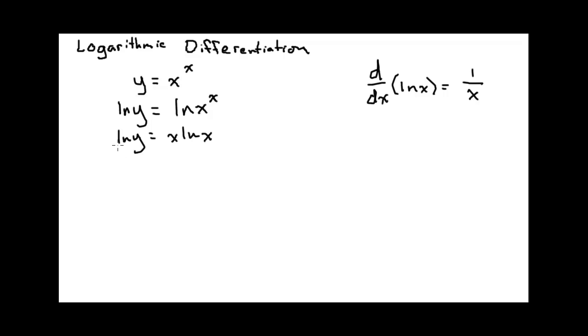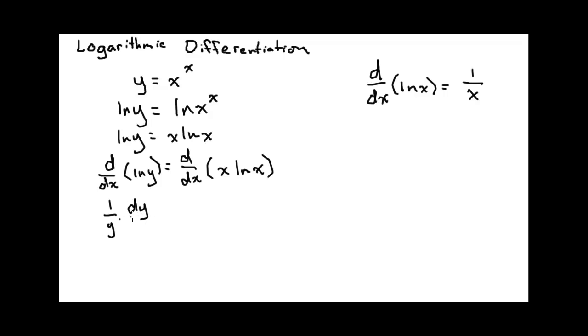Okay, so now we've dealt with that issue. Now if we look at this, we can take the derivative of both sides, because we know how to do the derivative of all this stuff. So d by dx on both sides. So what's the derivative of ln y with respect to x? Just 1 over y dy dx. And what's the derivative of x ln x with respect to x?